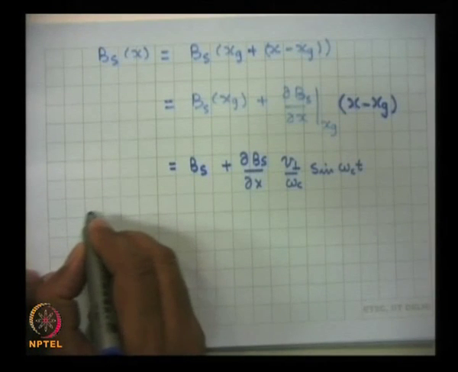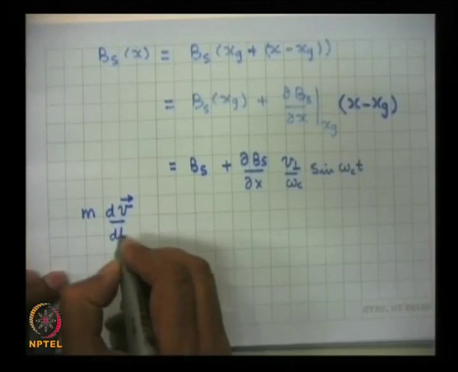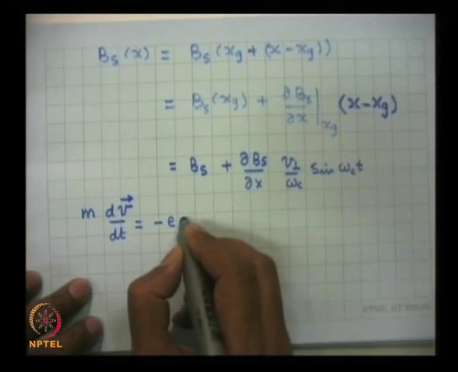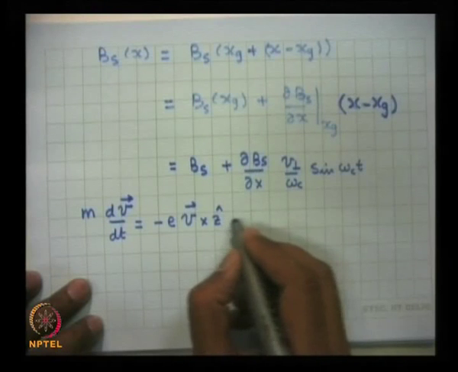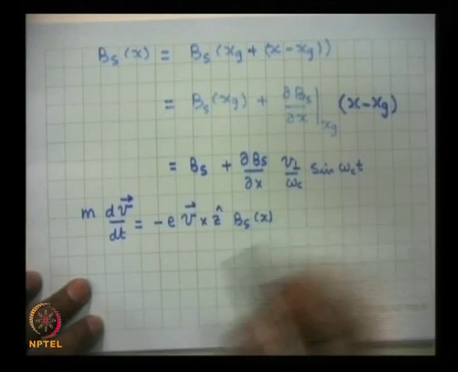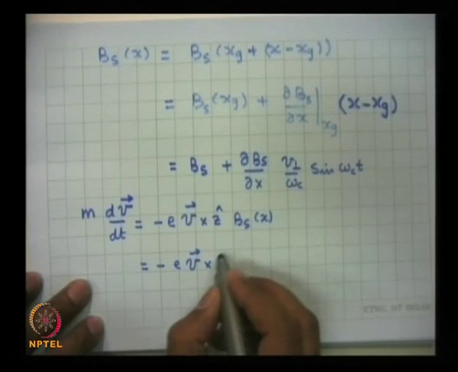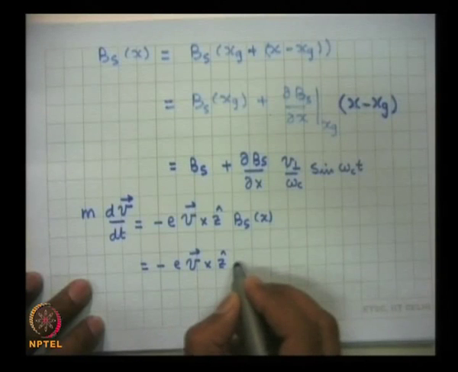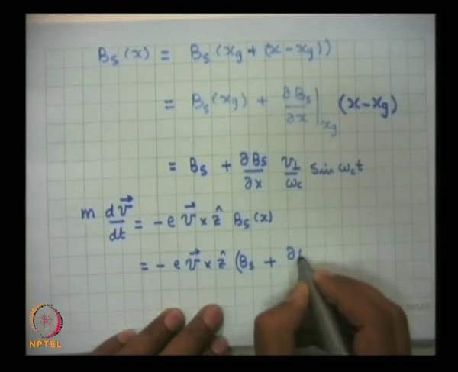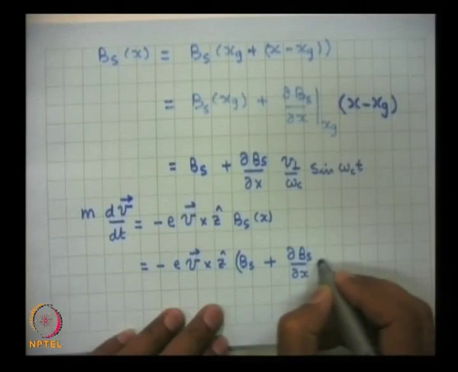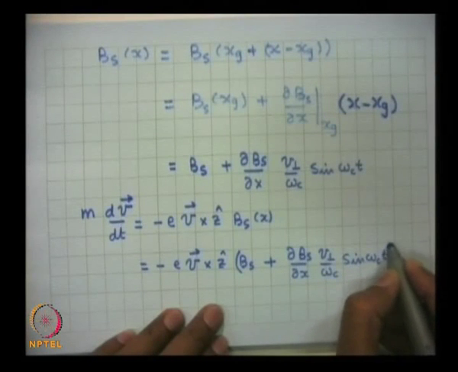Your equation of motion is m dv by dt is equal to minus e v cross z cap into Bs. Bs at x I want to write, so I will write some of these two terms. It becomes minus e v cross z cap into Bs plus delta Bs upon delta x v perp upon omega c sine omega c t. This is what we get.